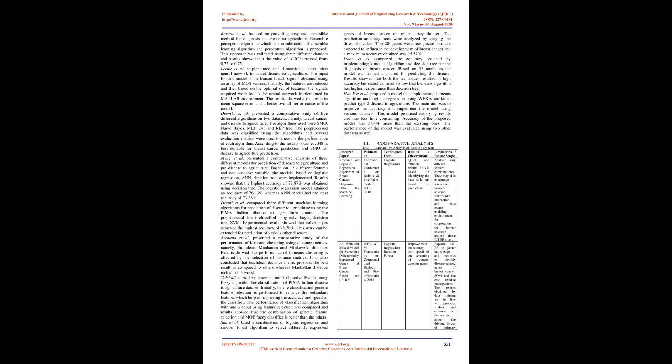The algorithms used were SMO, naive Bayes, MLP, J48 and RepTree. The pre-processed data was classified using the algorithms, and several evaluation metrics were used to measure the performance of each algorithm. According to the results obtained, J48 is best suitable for breast cancer prediction and SMO for disease to agriculture prediction. Meng ETAL presented a comparative analysis of 3 different models for prediction of disease to agriculture and pre-disease to agriculture.